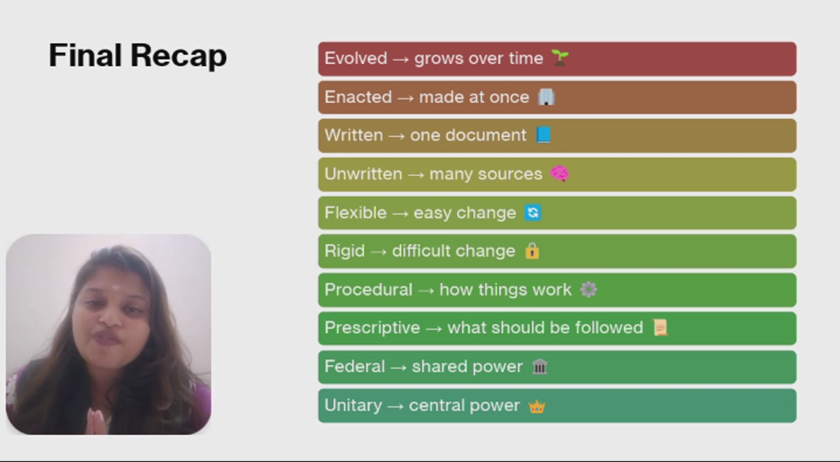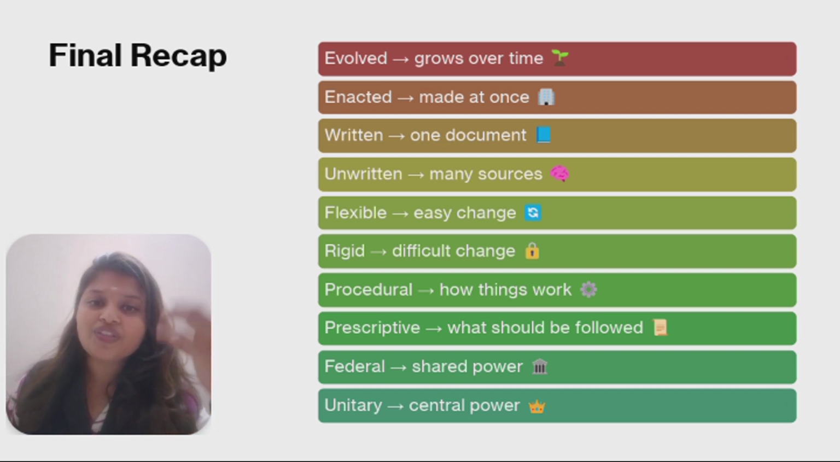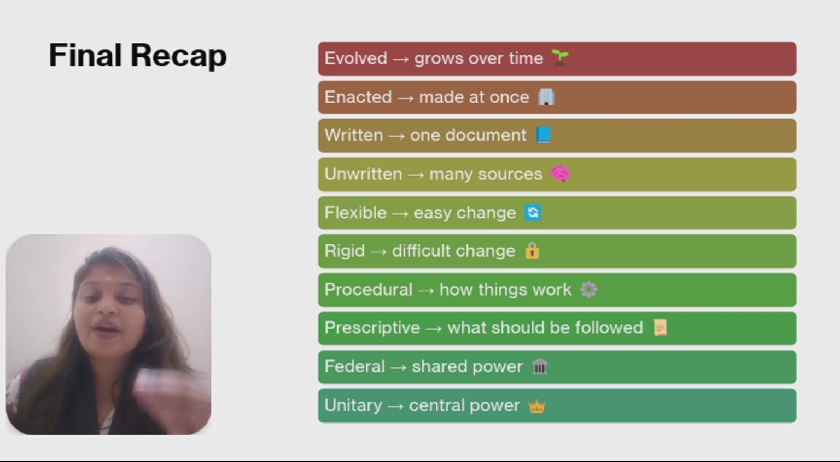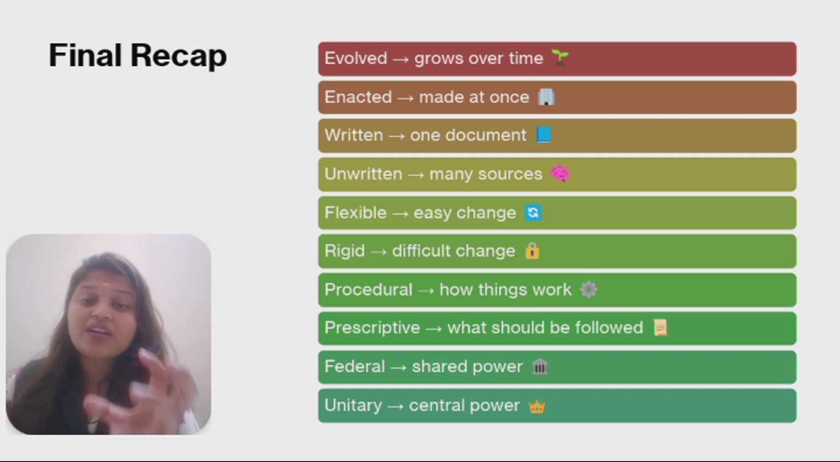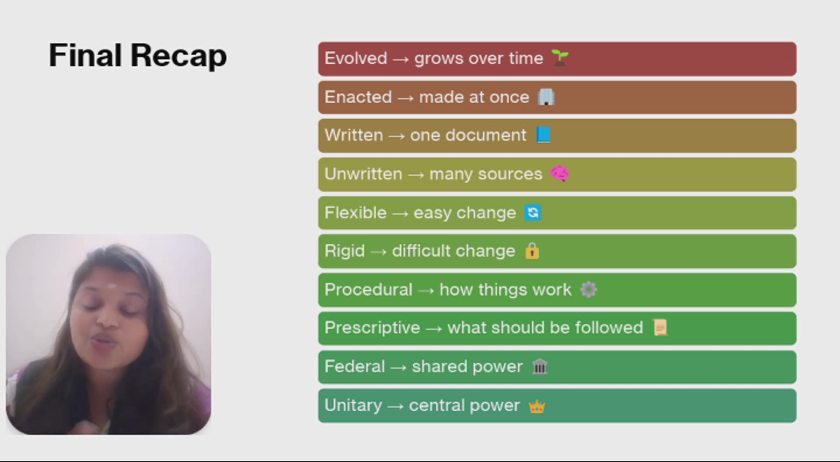So the first type of constitution is evolved constitution. What is evolved constitution? The constitution that grows slowly and gradually over time. So it is not that at a particular point of time or on a particular date this constitution has been enacted or enforced. It is a slow process where it grows and evolves slowly. The best example for this type of constitution is the Constitution of UK. Right, the Constitution of UK is considered an evolved constitution.